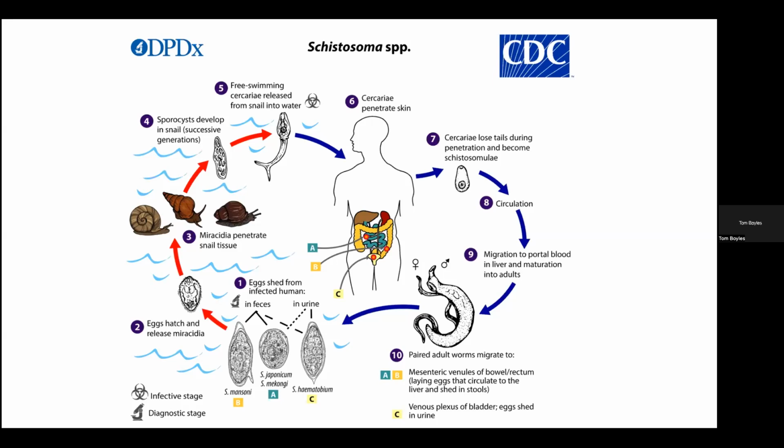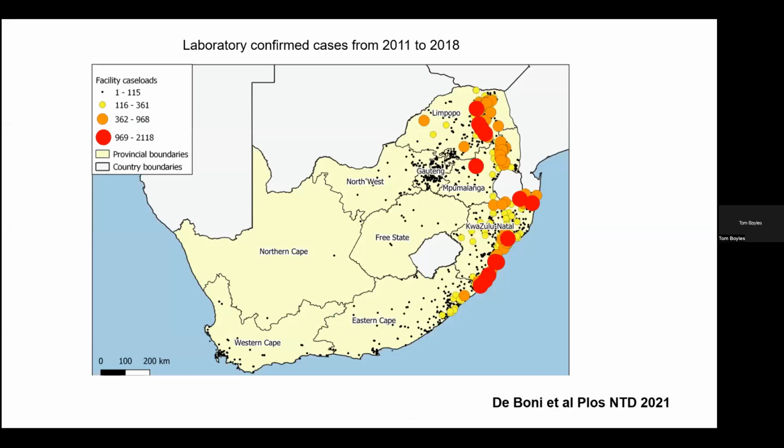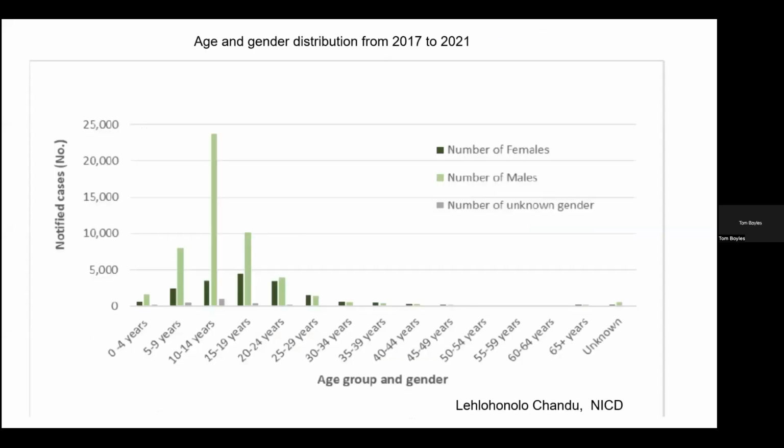So I'm going to ask, if I may, why people think more young men than young women are infected with Schistosoma haematobium. Okay, so we'll give a second for people to type or raise their hand if they want to call out.